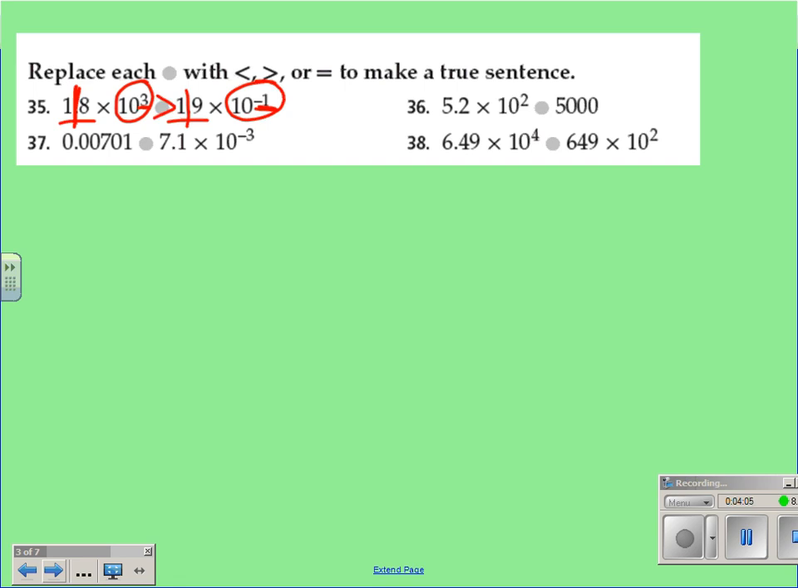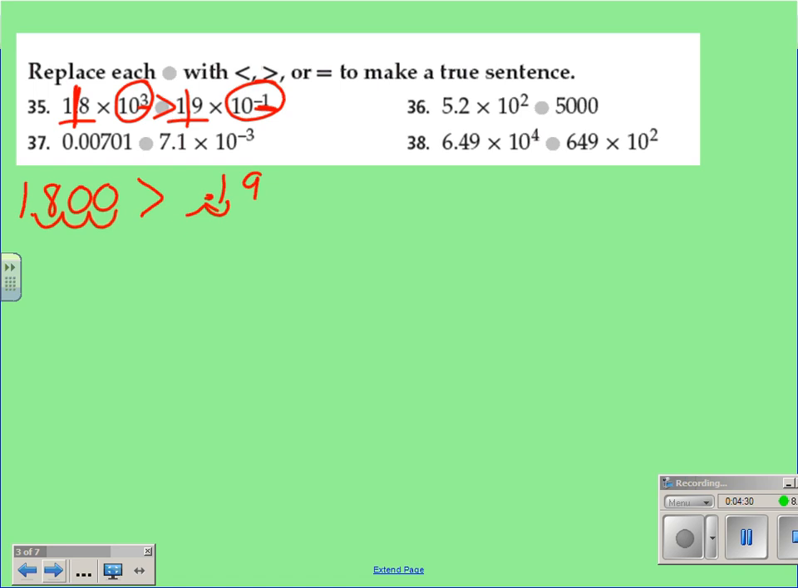You can't just compare, you have to make sure that they are in scientific notation first. Changing 1.8 times 10 to the third would mean moving the decimal 3 places to the right, so that's going to give me 1800. 1.9 times 10 to the negative first is going to move it back. So clearly 1800 is going to be a lot greater than 0.19. Moving on to our next example.